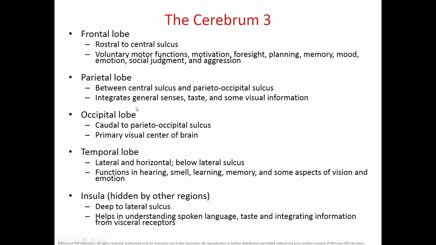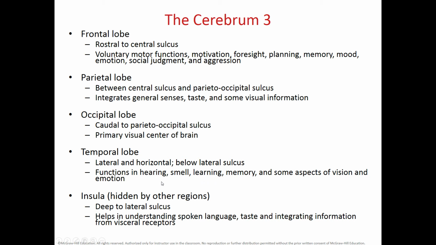Parietal lobe functions will be to integrate general senses, it also has taste centers, and processes some visual information. This one is subdivided by the parieto-occipital sulcus from the occipital lobe. The occipital lobe is in charge of detecting vision, so we have the primary visual center of the brain in there. The temporal lobe is in charge of hearing, smell, learning, memory, and some aspects of vision and emotion.